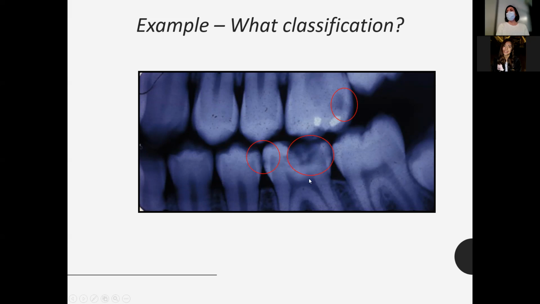The pulp horns go up, and so you have to think about where the decay is. If the decay is in an area where the dentin is close, there's not as much dentin between the outside and the pulp, then it's going to take less time for that decay to get to the pulp.